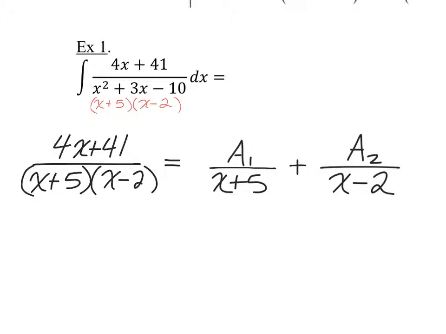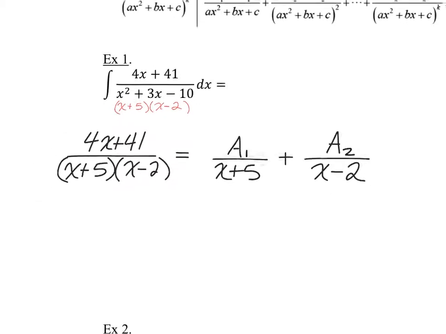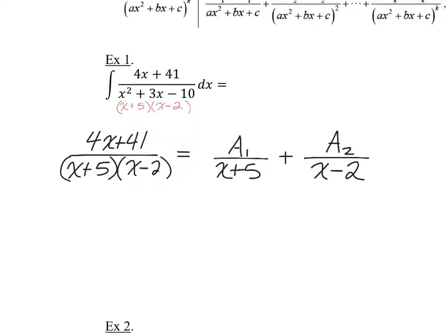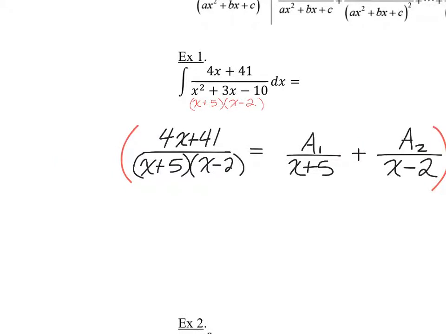So I need to solve this. By the way, that's partial fraction decomposition right there. That's the concept. Everything after this is algebra. This is the concept. So if you're good at this point, then you get it. Everything after this is just figuring out now what A1 and A2 have to be. So what I'm going to do is clear out my denominators by multiplying by x plus 5, x minus 2.